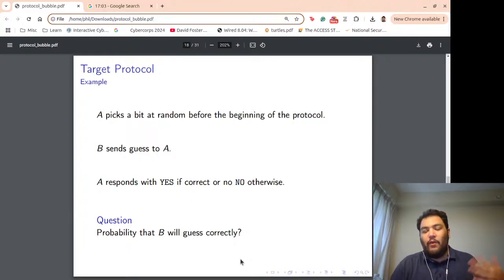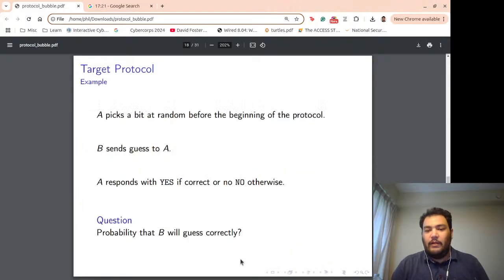And then we're going to think about running this protocol a bunch of times. So maybe Alice chooses a new bit at random every hour, but Bob is only allowed to interact once an hour or something like that. Okay, so what's the probability that Bob is going to guess correctly on any one of these runs?